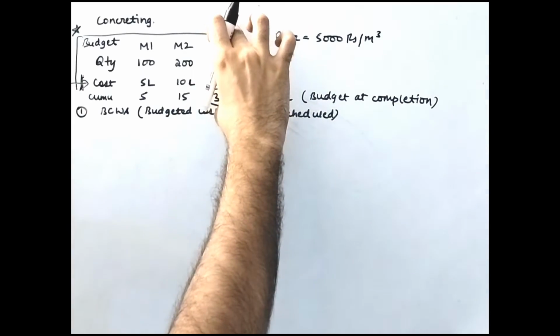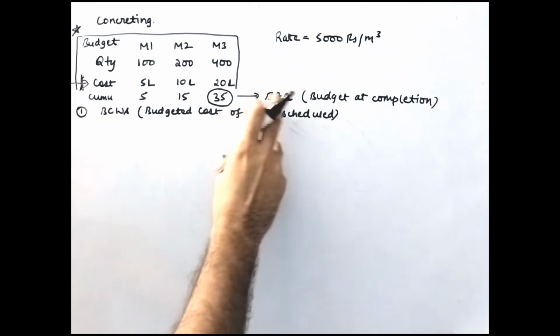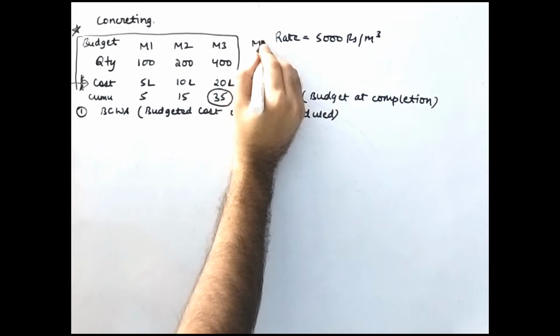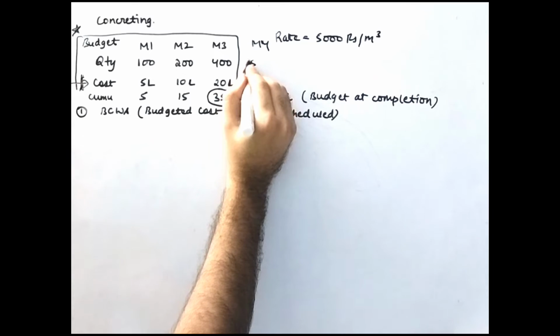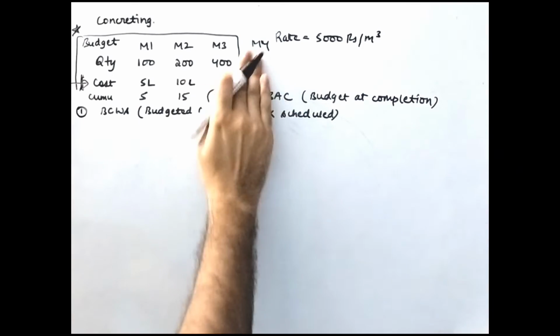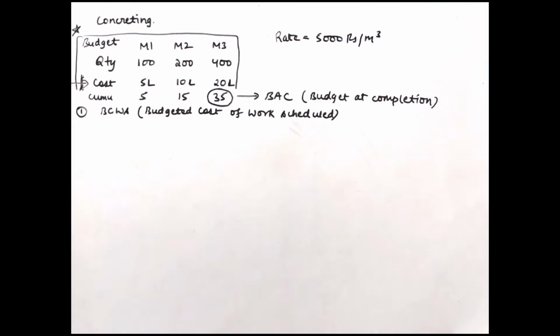So just to show, if the example is of only 3 months, then in that case you can say that this is the budgeted completion. But for example, if the project is of 4 months and you have some particular quantity here also, then BAC will be corresponding to the last month. Okay, I hope this is clear.